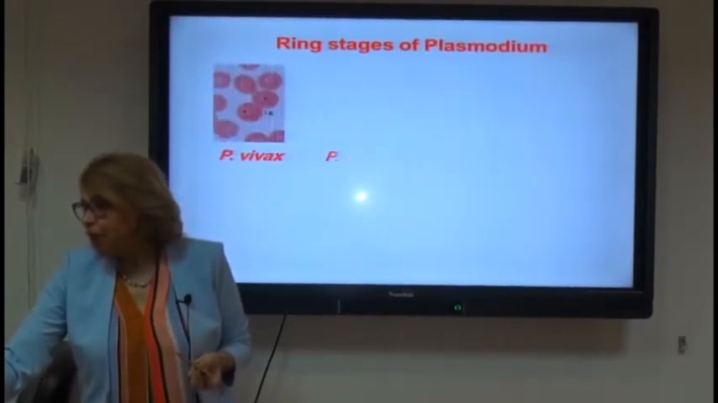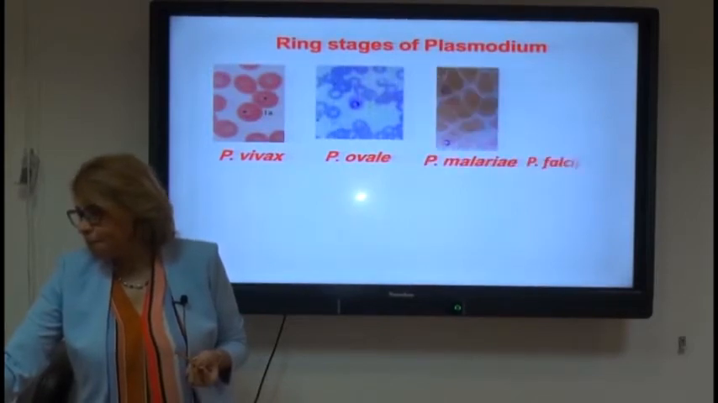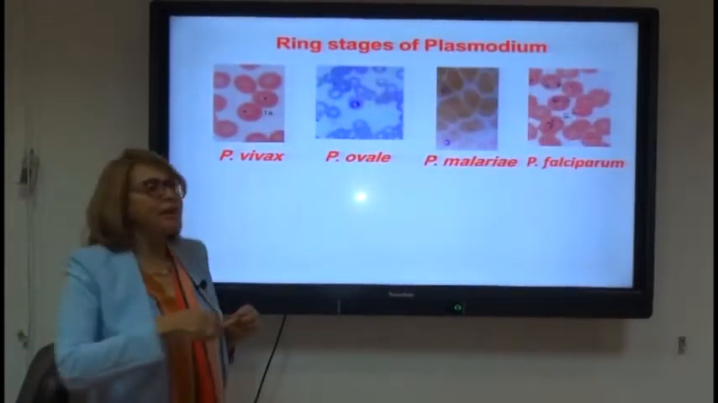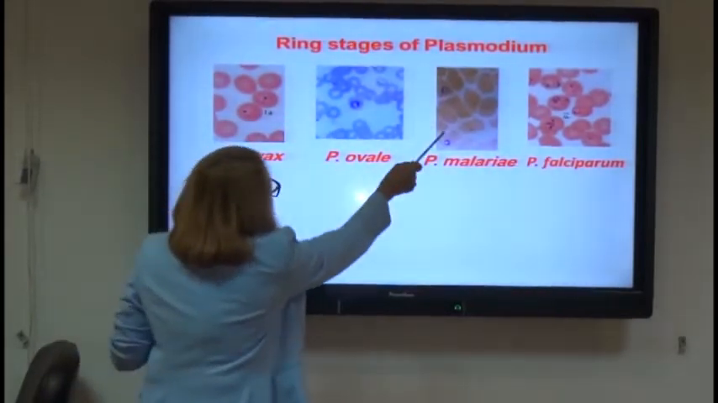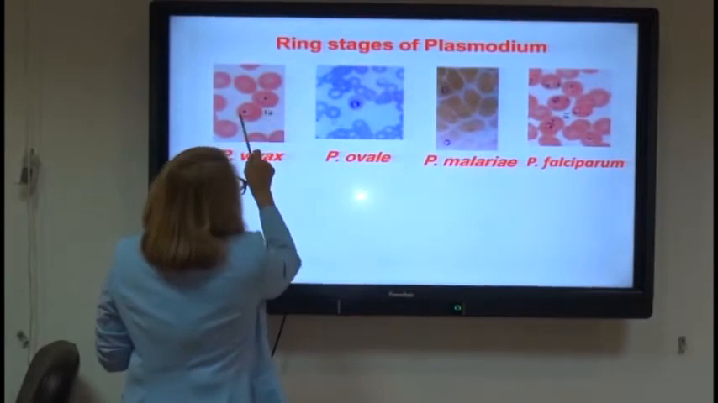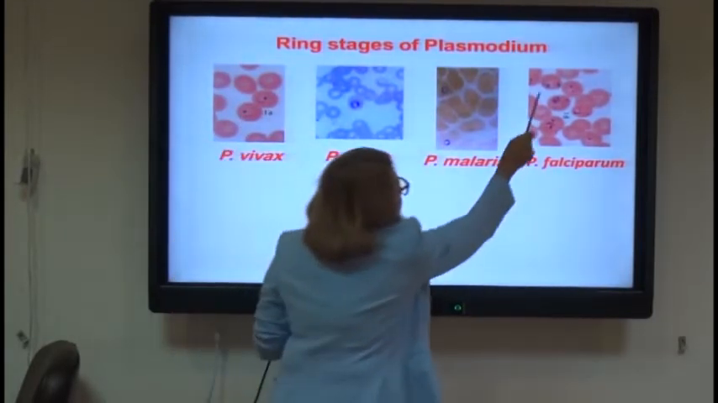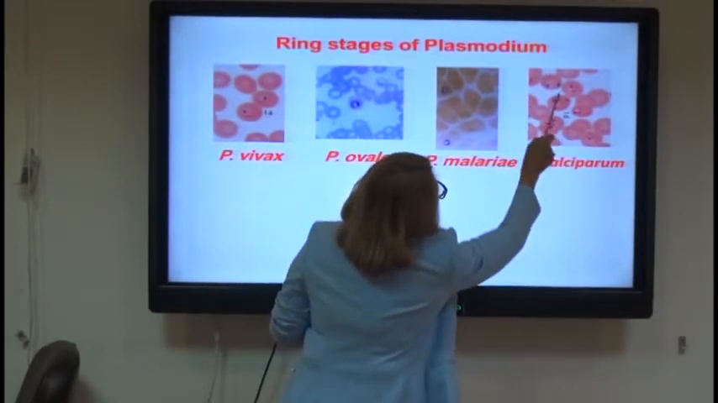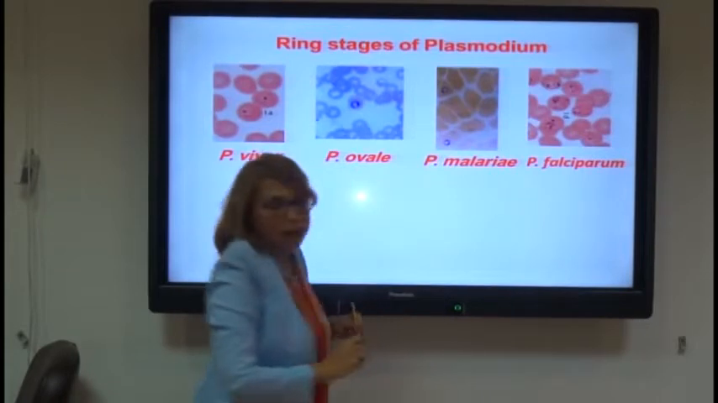This is the shape of the parasite again. The ring stage in vivax occupies about 1/3 of the red blood cell. The red blood cell is enlarged and oval. Here it is normal in size. Here is a multiple infection; it may contain more than one chromatin dot in the ring.